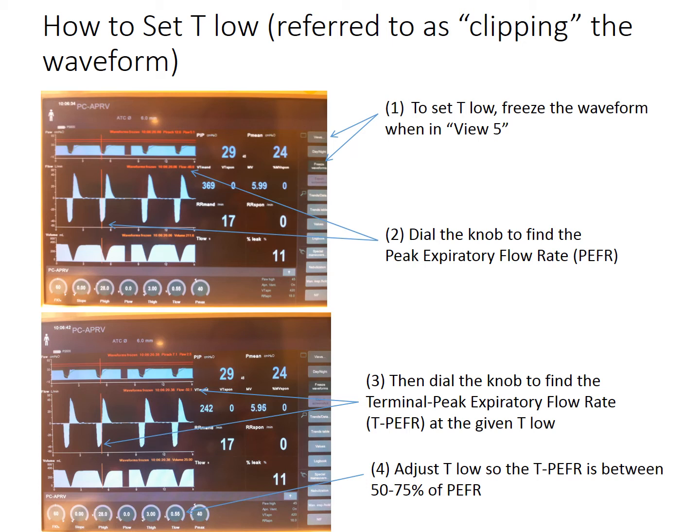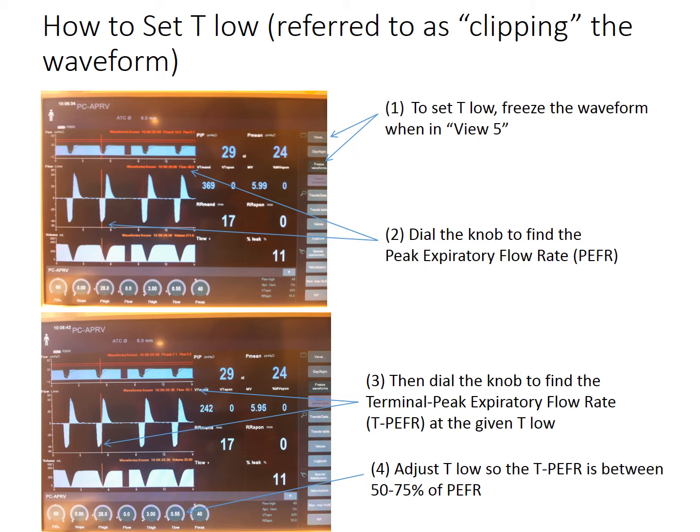With the waveforms frozen, you're going to dial the knob to find the peak expiratory flow rate. On our middle graph, where that red line is lined up on the expiratory flow, you're basically going to look for the most negative number you can find. That number is displayed in red on the top right of the graph you're looking at.